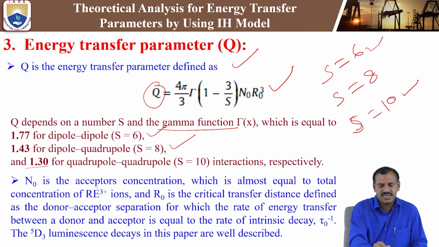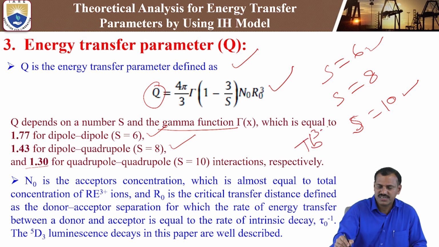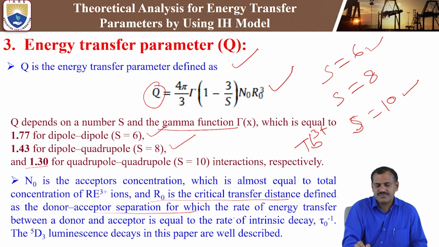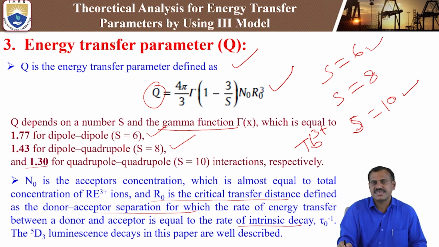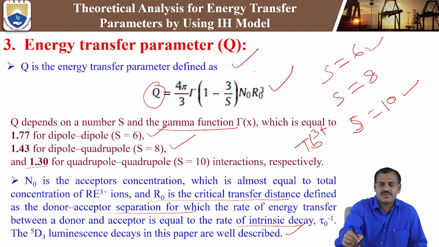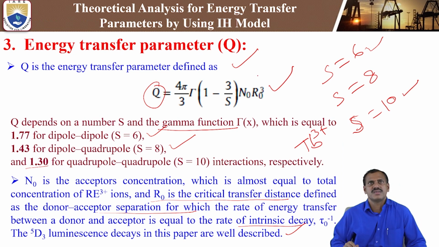N naught is the acceptor concentration, that is the terbium 3+ ion concentration, which is almost equal to the total concentration of rare earth ions. R naught is the critical transfer distance, defined as the donor-acceptor separation for which the rate of energy transfer between donor and acceptor is equal to the rate of intrinsic decay, tau naught. This 5D3 luminescence decay is well discussed in the paper, along with these energy transfer parameters. Using this formula, we are calculating the energy transfer parameter for S equal to 6, 8 and 10.